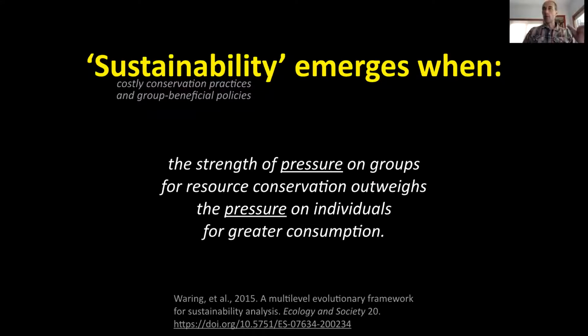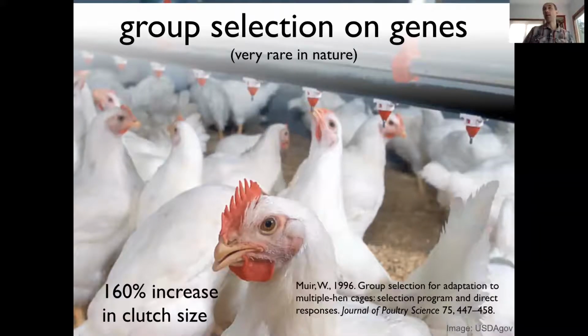Another point before I finally get to some examples here is that we're focusing on group level evolution, and that is rare. And it's not just rare, it's rare in academic settings to think about group level evolution. And it's also rare in nature. And that idea is important.